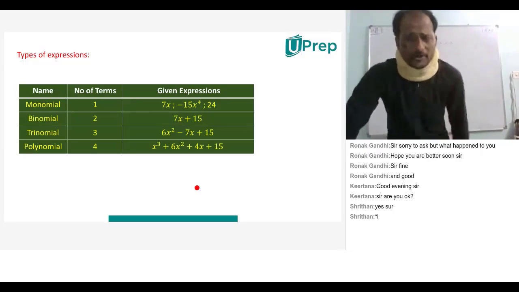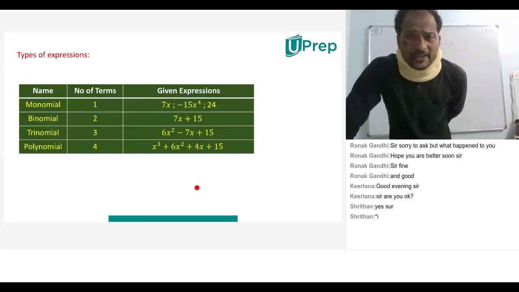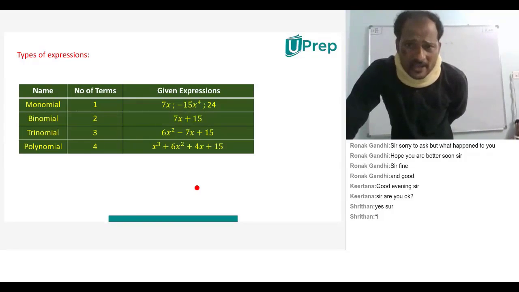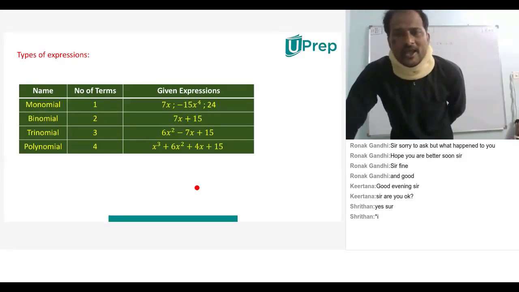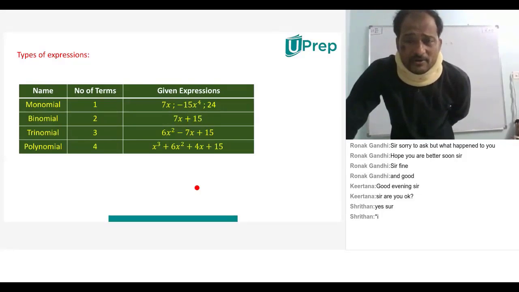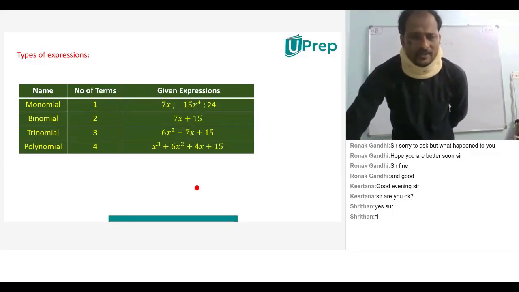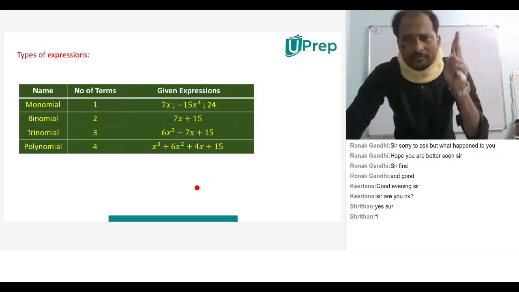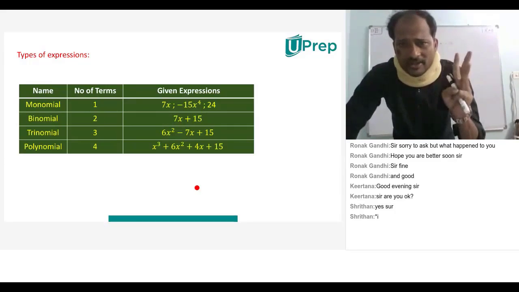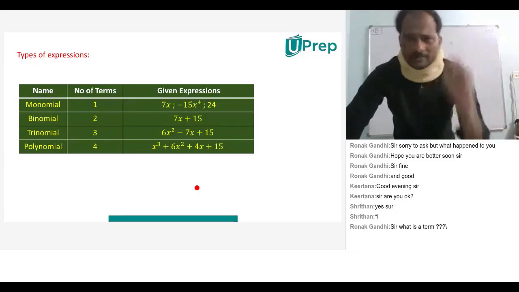But what is a polynomial? An algebraic expression having variables, constants, and the powers of the variable must be non-negative integers. Then only it is called a polynomial. Monomial, binomial, trinomial are polynomials.